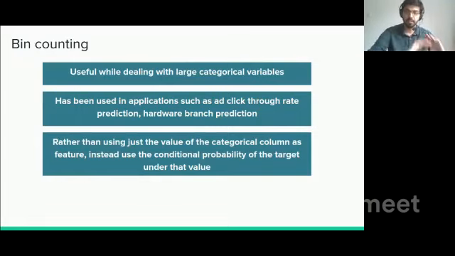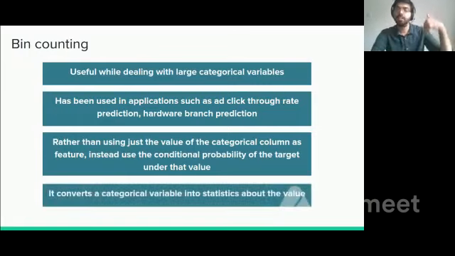So I'm just going to say that there's another technique called bin counting, and rather than using just the value of the categorical column, you use the categorical column and the target value, and then you calculate a conditional probability based on these two things. Therefore it converts a categorical variable into a statistic about the value, right? It's not a direct conversion of the categorical value, but a calculated value based on your categorical column and your target data. And that is what bin counting does.